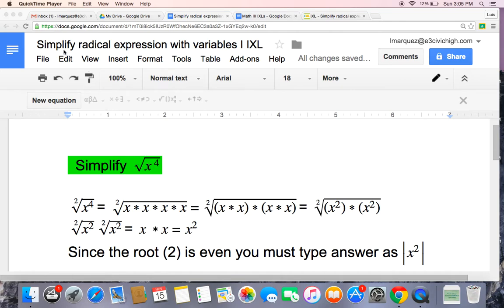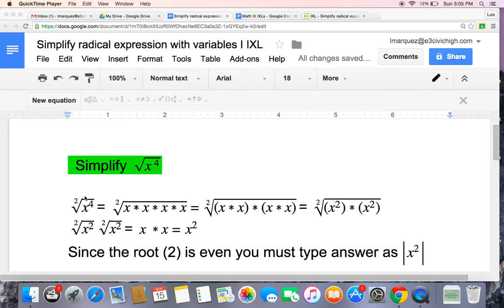This is for the IXL simplify radical expressions with variables 1. I want to simplify the square root of x to the fourth. First, I'm going to identify my index or root as 2. That means that I'm taking the second root of x to the fourth.